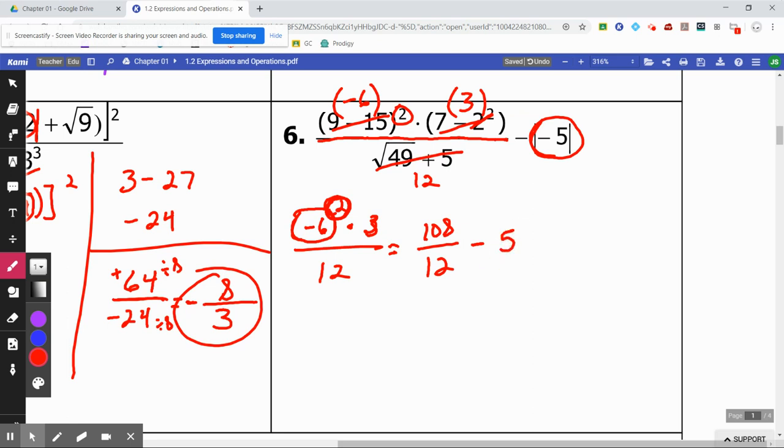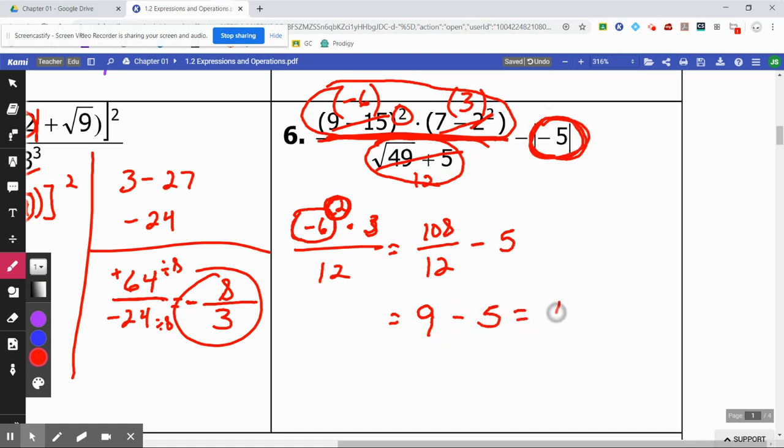If you'd like to go ahead and make that positive 5, you can. So we did everything on the top together. We did everything on the bottom together because they were grouped together. We did this by itself. So now we have this division, this big division bar. 108 divided by 12 is 9. Then you've got to subtract this 5 that was out here. Final answer, 9 minus 5 is 4.